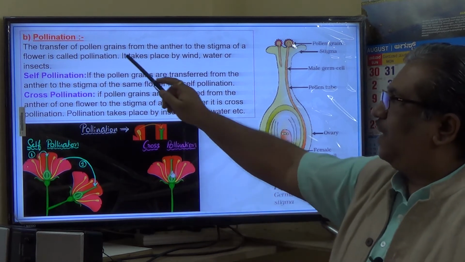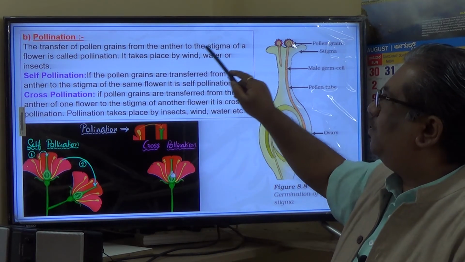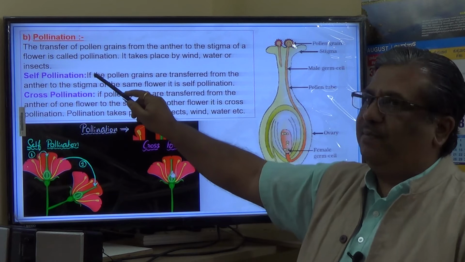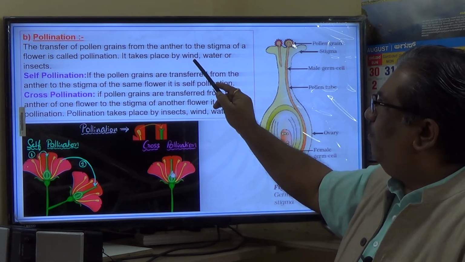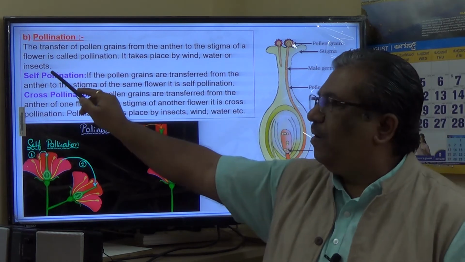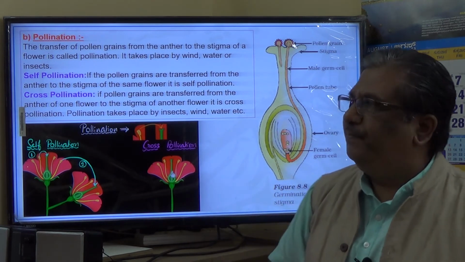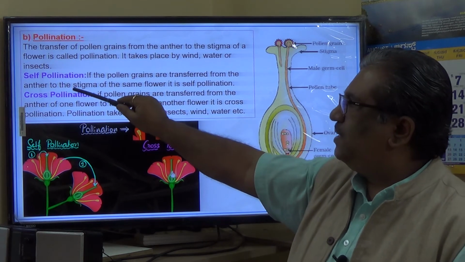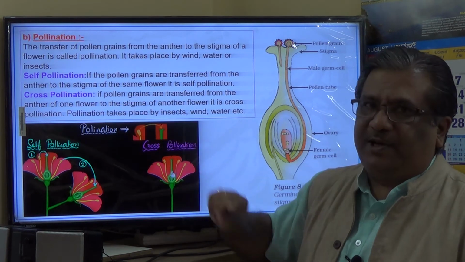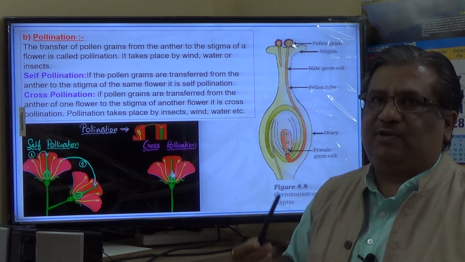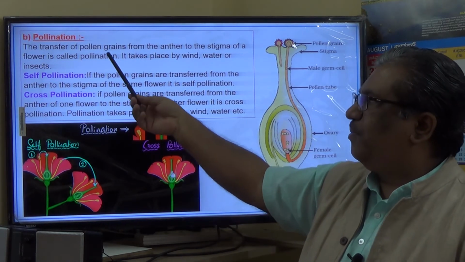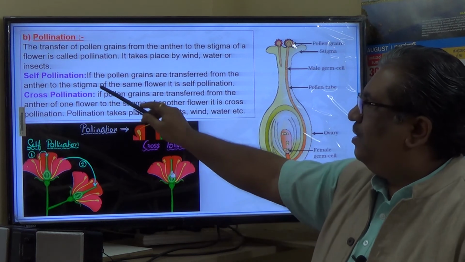So the transfer of pollen grains from the anther to the stigma of the flower is called pollination, and it can be carried out by wind, water or insects, which you know already. There are two types, self-pollination and cross-pollination, and it is important to understand. Many times you get questions on what pollination is and its types.